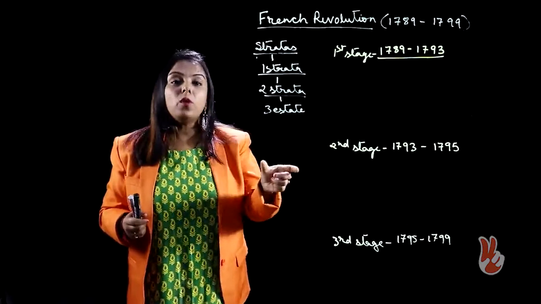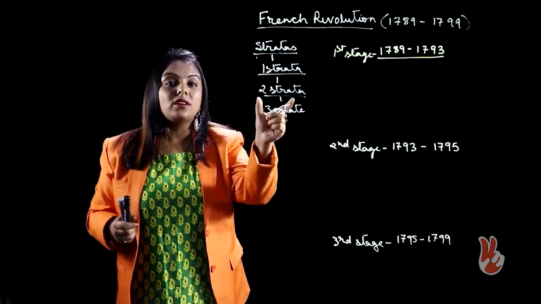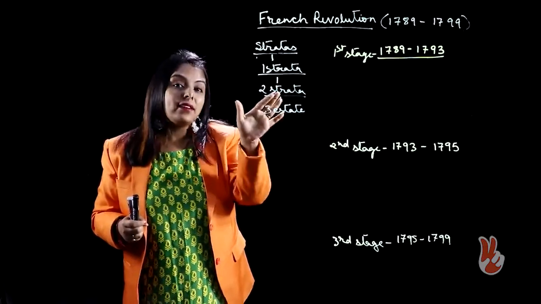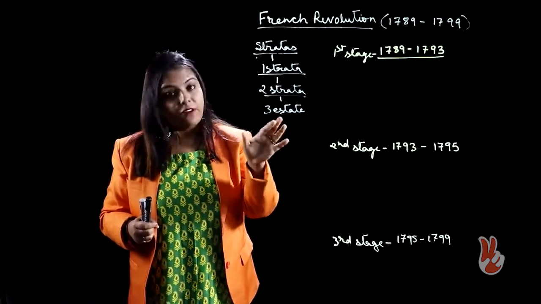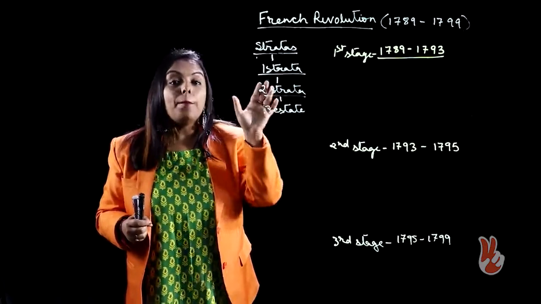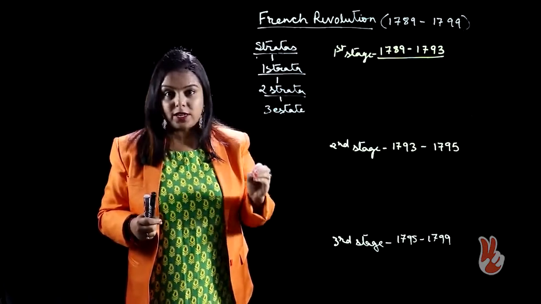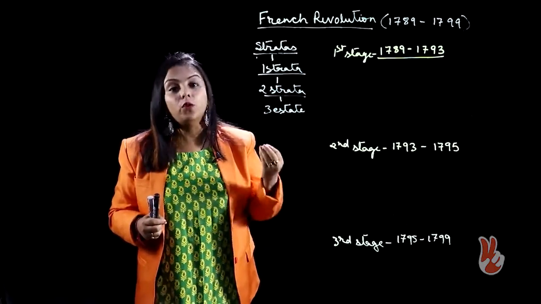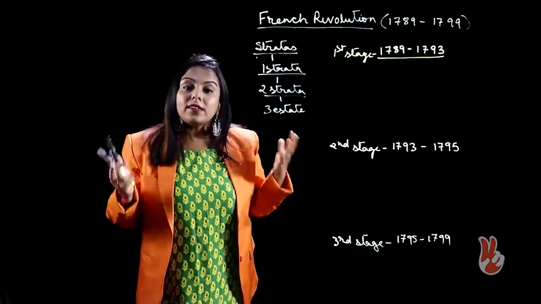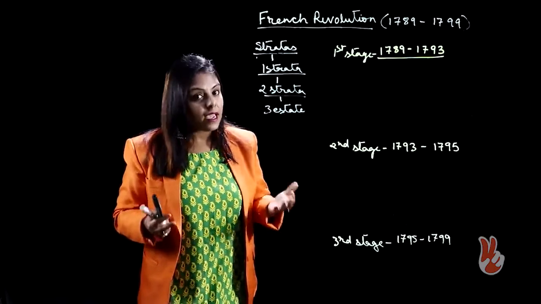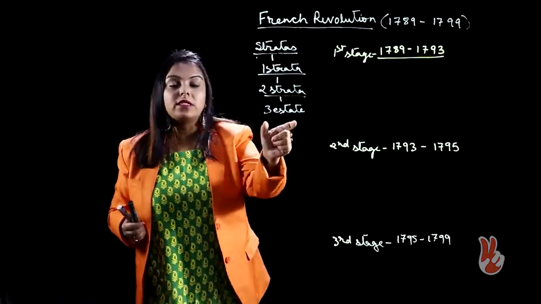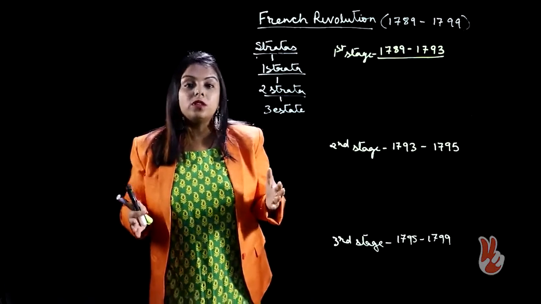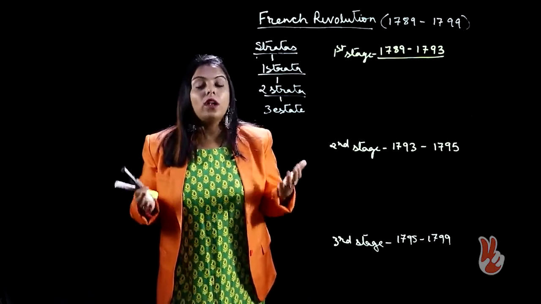Now, the problem was that this third estate had the responsibility of paying tax and financially supporting France, but they had no administrative power or no say in the laws which were made by the nobles and the king. So, in such a circumstance, when the king decided to impose new tax, obviously the third estate revolted. The first thing that they did was to demand equal voting rights.